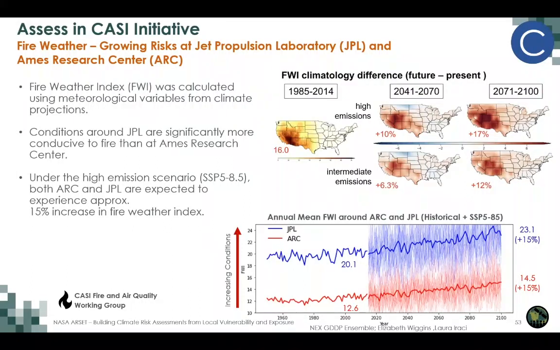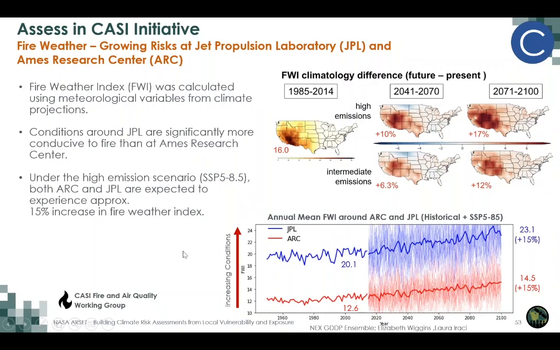We also look in our fire and air quality working group using an index called the fire weather index, which is calculated from a variety of meteorological variables, including both drought and wind type conditions. We calculated the fire weather index and examined the entire continental United States. And you can see that some of the more fire-prone parts of the country, where fire weather is increasing the most, is in the southwest part of the United States. This is especially true towards the end of the century under the higher emission scenarios.